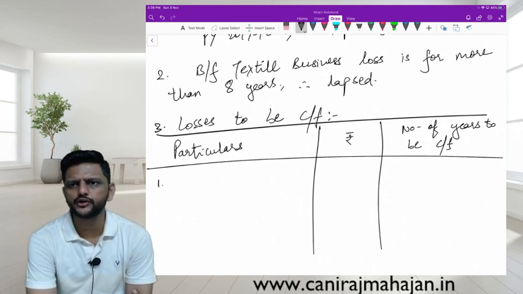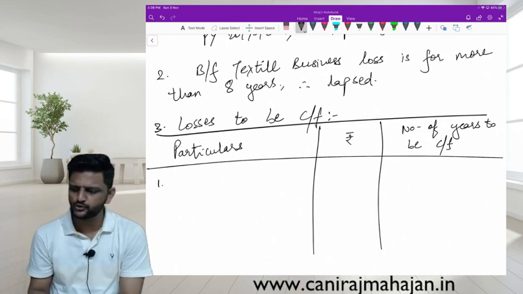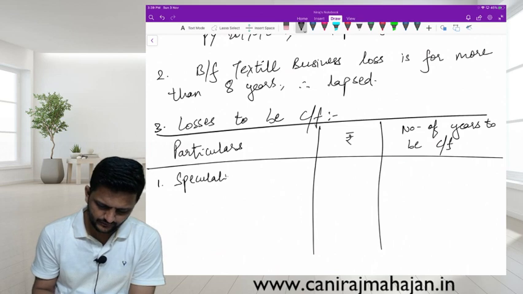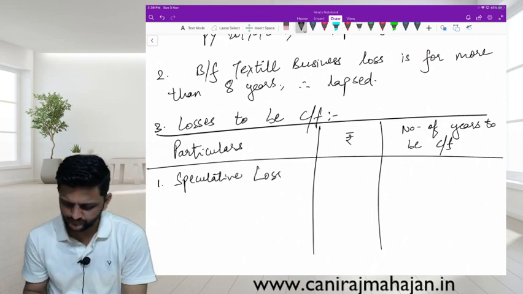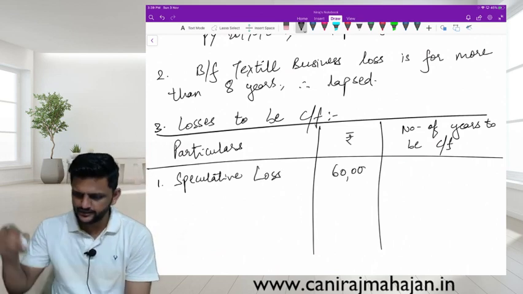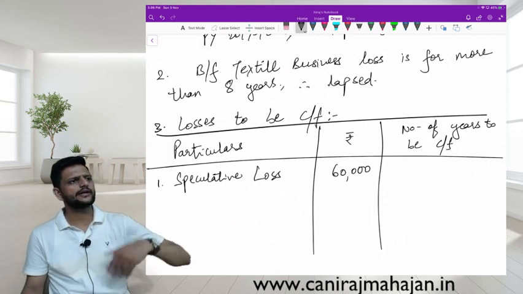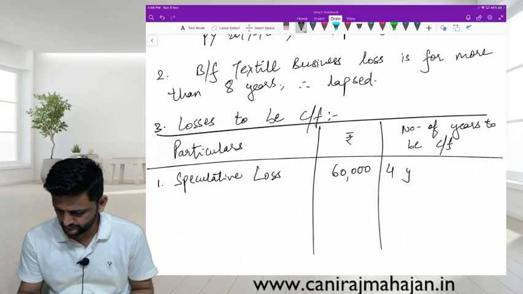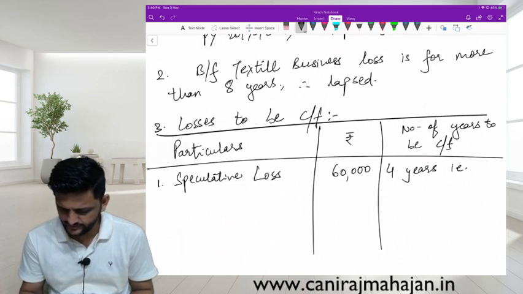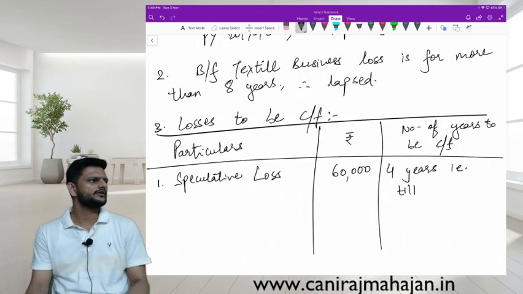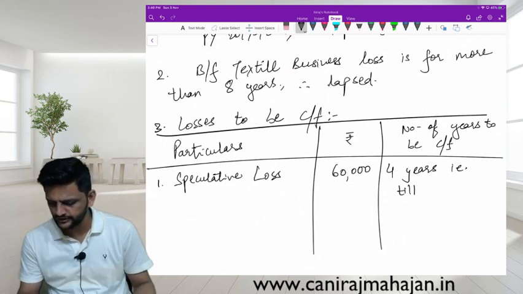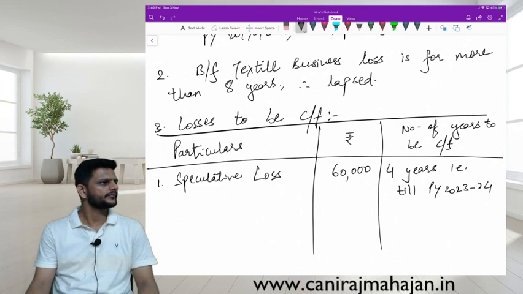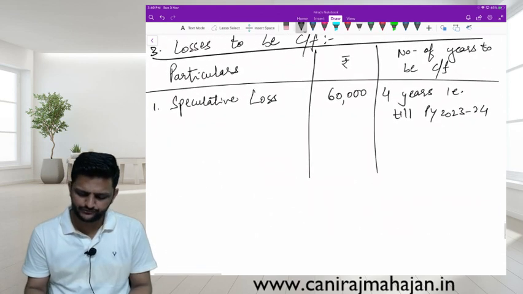Speculative business loss, could you set off? We didn't have speculative business income, so it was not set off. So speculative loss. How much rupees? 60,000. It is the current year speculative business loss. Can be carried forward for 4 years. That is till 1920, so 21, 22, 23, 24. Yes or no? 4 years.